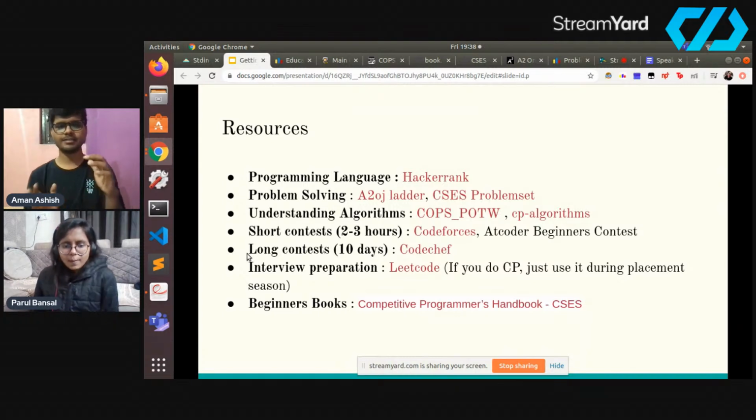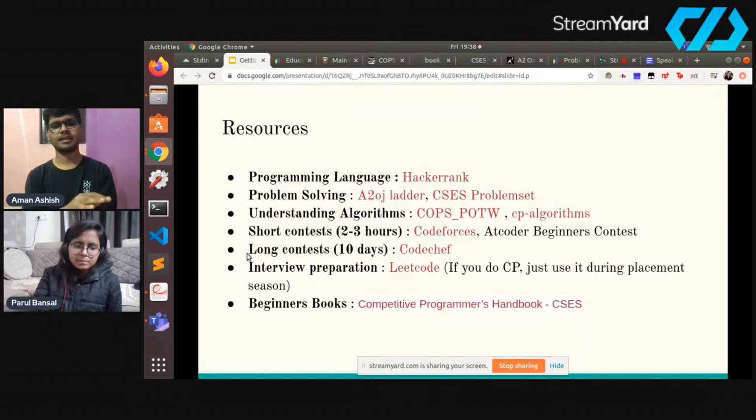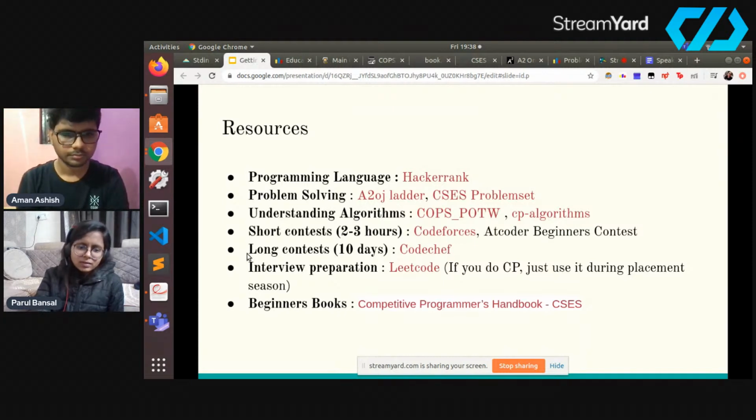So this is the whole package of CP and DSA from an interview or, let's say, placement point of view. So Parul, would you like to add something? Yeah, I think you explained LeetCode well. And I think we have covered all the resources about the CSES problem set. This book I have told you before.